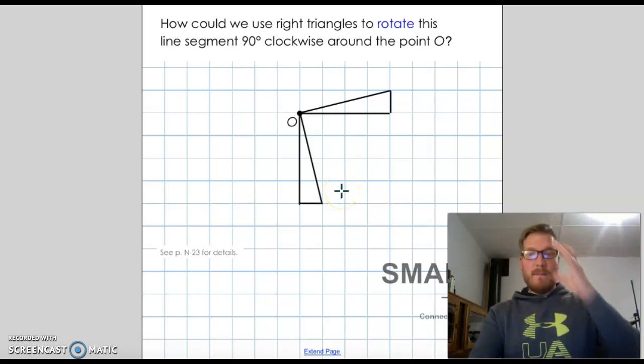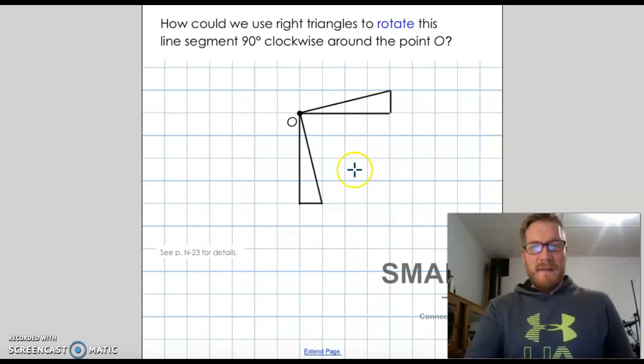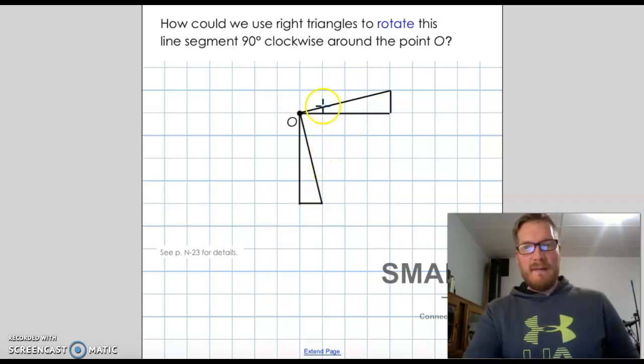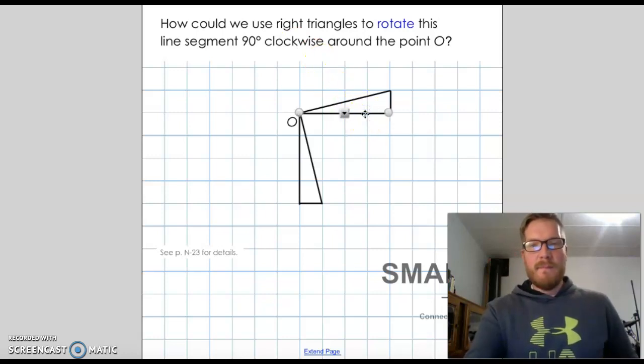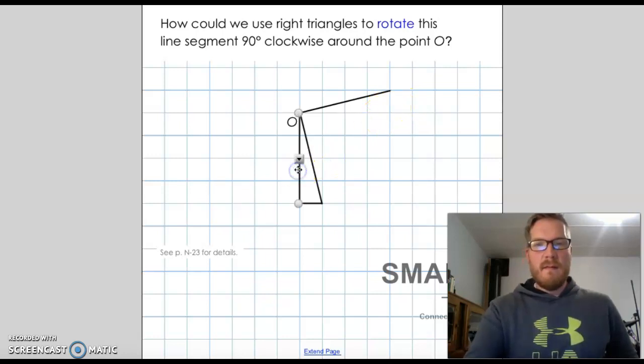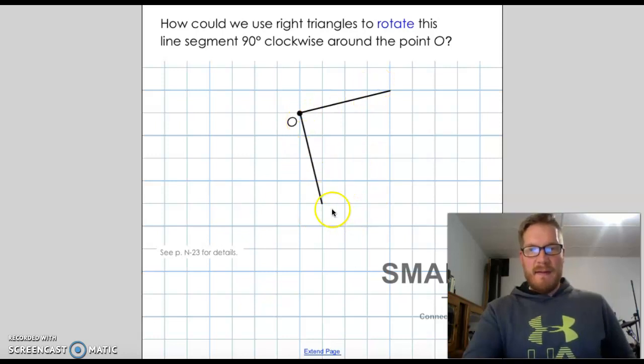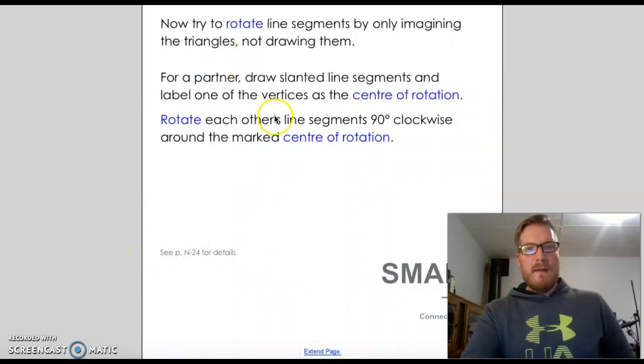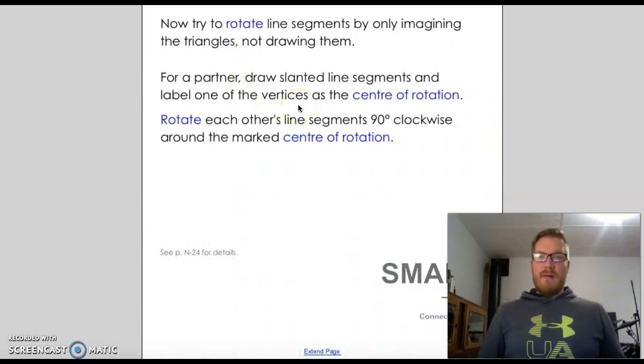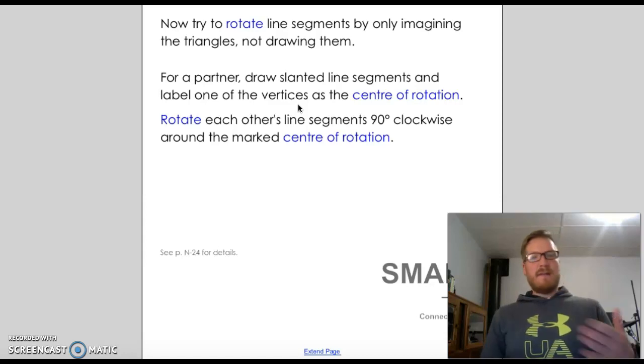This program's hard to work with sometimes. That this has been rotated. If you imagine that this is 90 degrees, and then what you can say is, well, we were just imagining that it was a triangle, but this one actually is a 90-degree rotation clockwise. So in the workbook, you get a chance to try to rotate the line segments by only imagining the triangles, not actually drawing them.